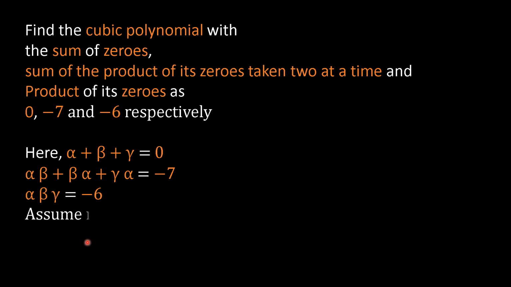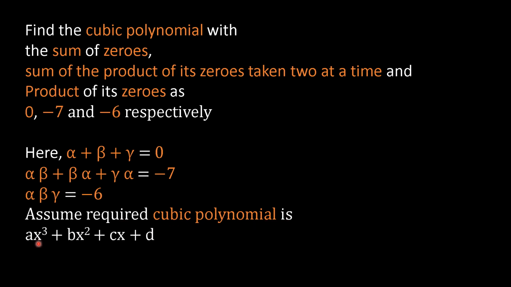Now we will start our solution by assuming the required cubic polynomial to be ax cubed plus bx squared plus cx plus d. We will divide throughout by a in order to make the coefficient of x cubed 1 and write x cubed plus b upon a x squared plus c upon a x plus d upon a. We have written the cubic polynomial as x cubed plus b upon a x squared plus c upon a x plus d upon a.